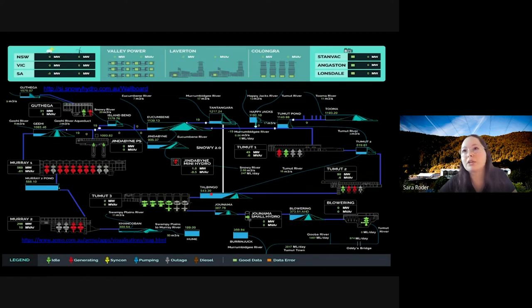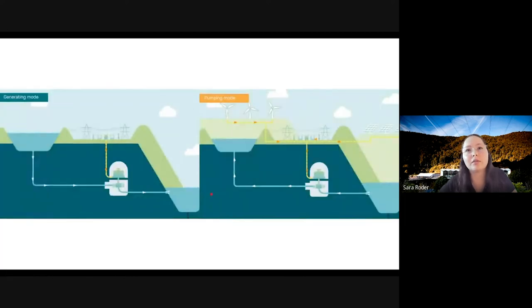I might get you to jump onto the next slide, Ben. So this is just a very simple explanation of how pumped hydro works. In generating mode, we're releasing water through our penstocks, running it through our turbines. And as Ryan explained, it then creates our electricity, which we send off to our transformers and across the transmission lines out to your homes.